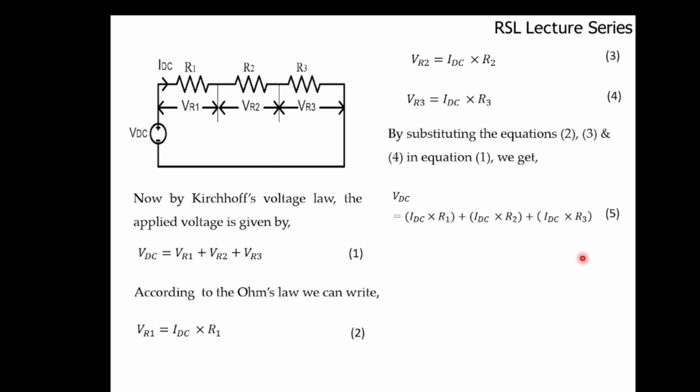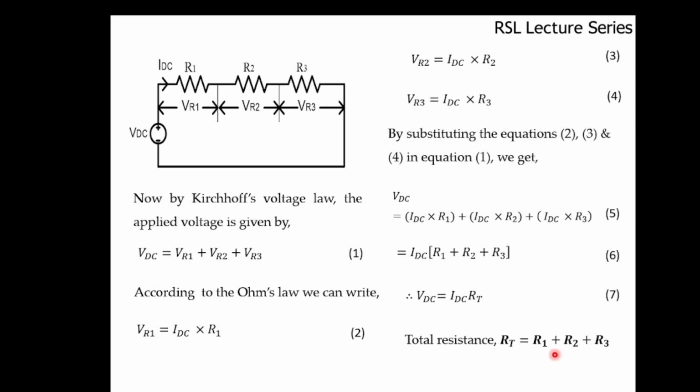Here IDC remains constant, so we will take it outside and the remaining terms are R1 plus R2 plus R3. This R1 plus R2 plus R3 is nothing but RT, which is the total resistance or equivalent resistance of this particular series circuit. So the total resistance RT is given by the sum of all three resistors R1, R2 and R3. In other words, the total resistance or equivalent resistance of a series circuit is given by the arithmetic sum of the resistors connected together in series.